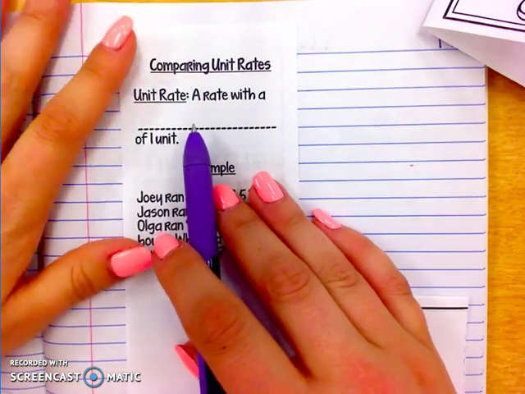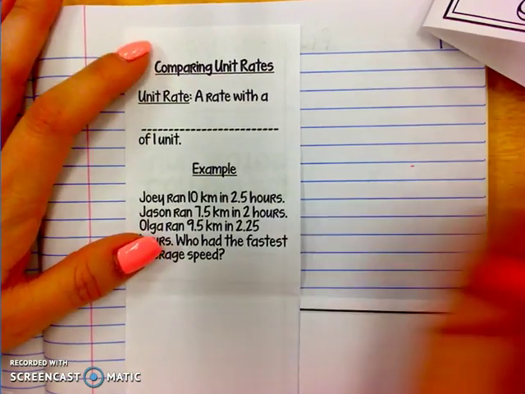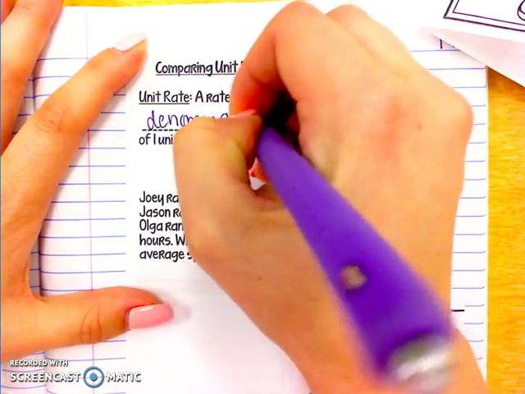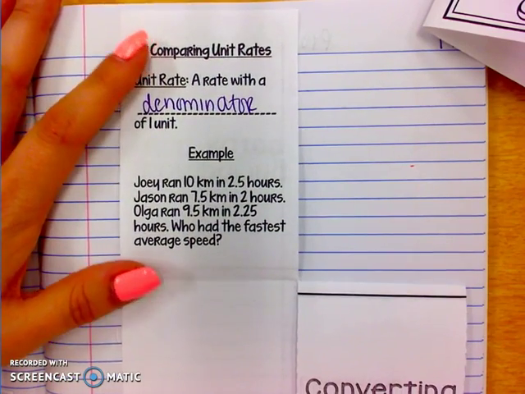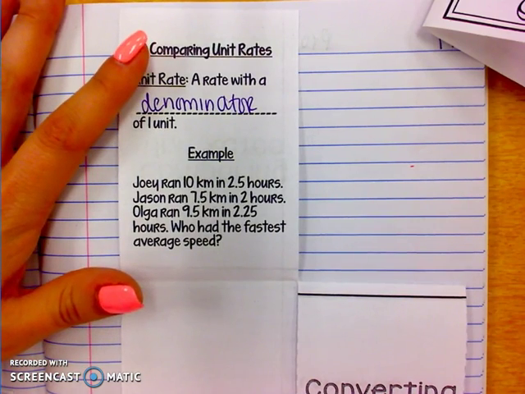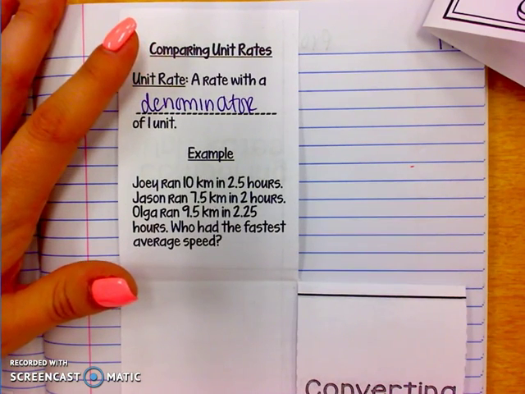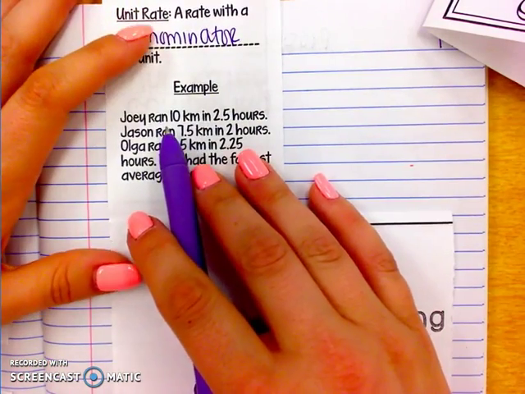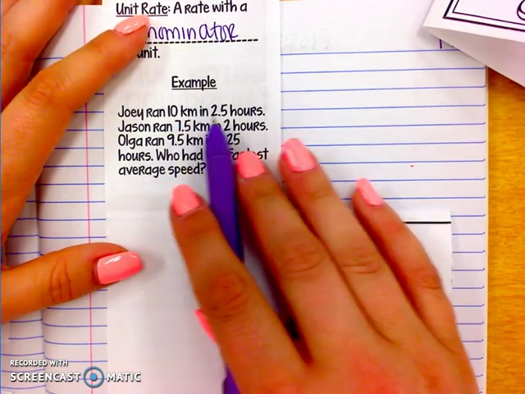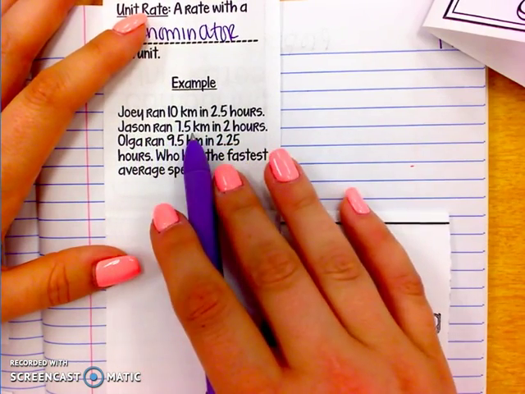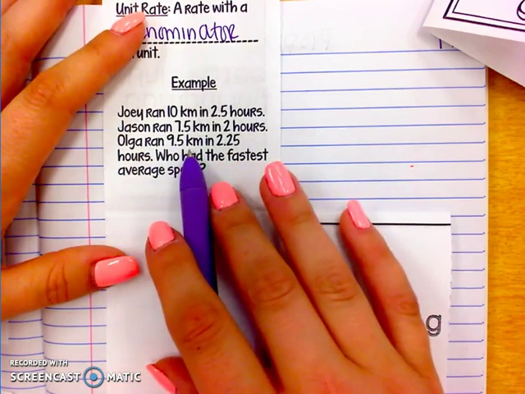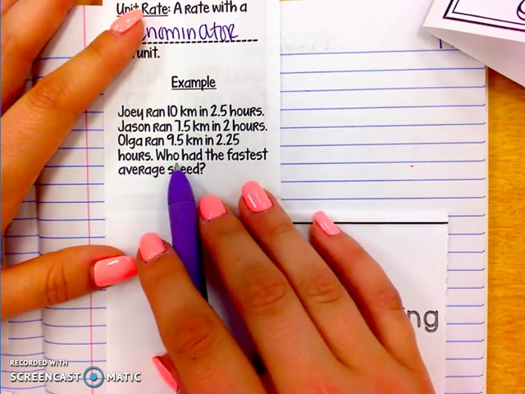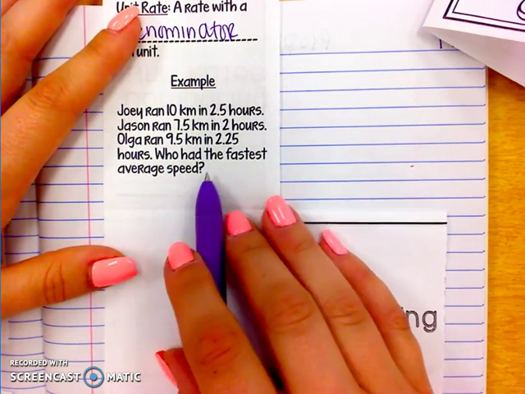Now, a unit rate is defined as a rate with a denominator of 1 unit. So like per hour or per dollar or per minute or per shirt. Okay, so an example: Joey ran 10 kilometers in 2.5 hours, Jason ran 7.5 kilometers in 2 hours, and Olga ran 9.5 kilometers in 2.25 hours. Who had the fastest average speed?